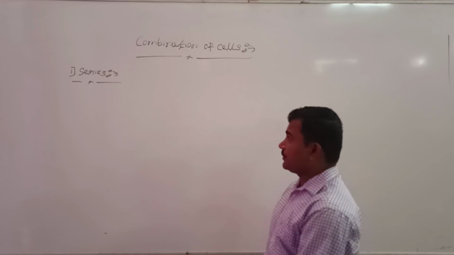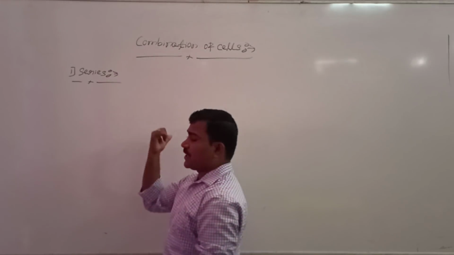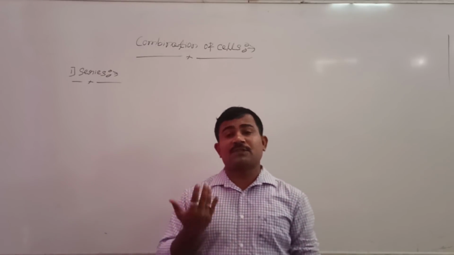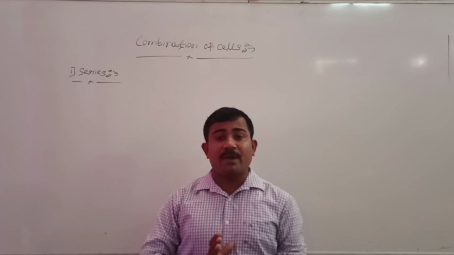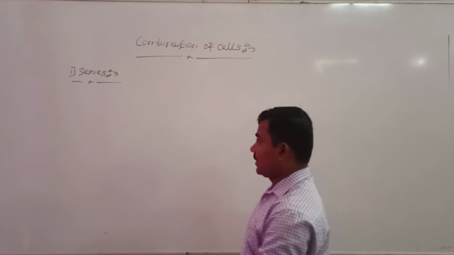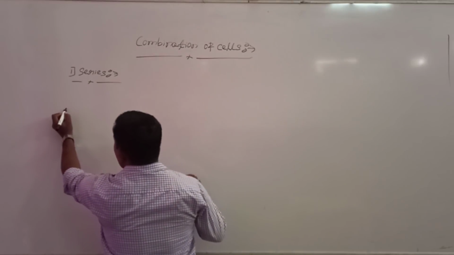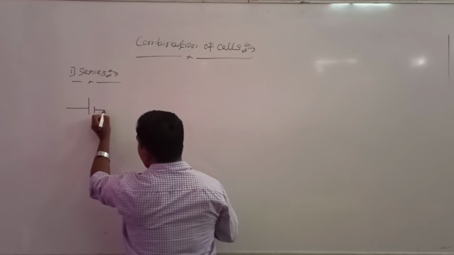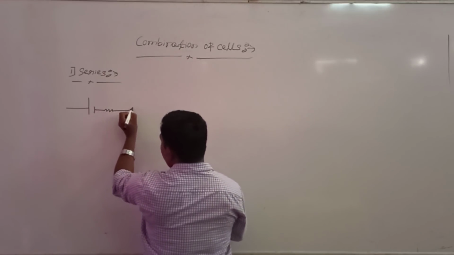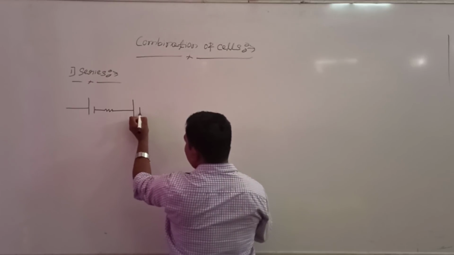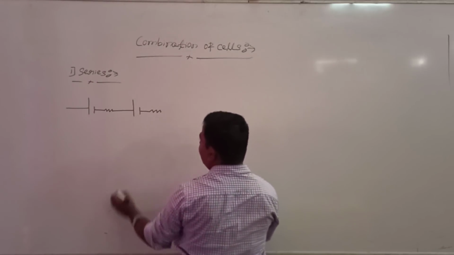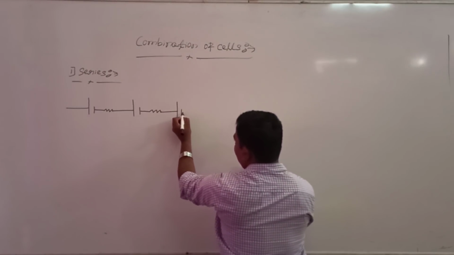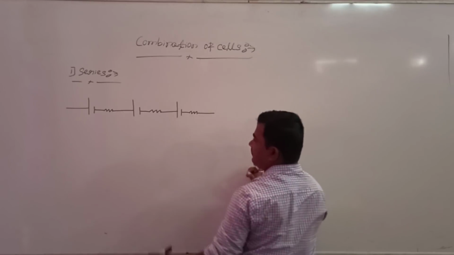So in series combination, what happens? In the first case, let us consider a number of cells consisting of equal EMF and equal internal resistance. Look at me how it is. I will take a cell. We know that the cell consists of a positive electrode and a negative electrode with internal resistance r. Like this, again there is a positive terminal, this is the negative terminal, again the internal resistance. One more cell you can take, again with internal resistance r.